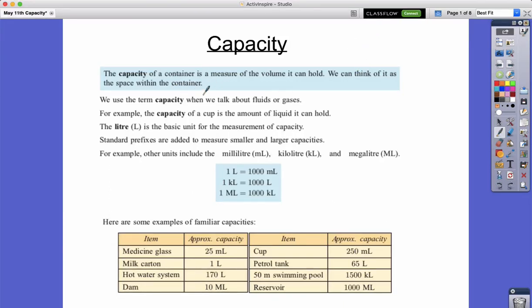Capacity of a container is a measure of the volume it can hold. We can think of it as the space within the container. Often you use things like milliliters and liters in real life to indicate capacity, so you might see that on bottles of water and milk. You can think about it as how much liquid something contains, but it doesn't have to be a liquid.